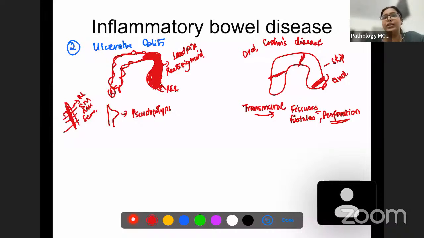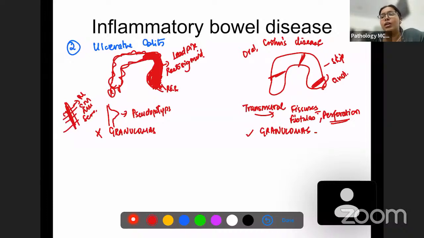And then another thing about ulcerative colitis is ulcerative colitis usually does not have granulomas. But Crohn's disease has granulomas. Okay. And another major difference: fissures and fistulas, we know, are seen in Crohn's disease, but they are not seen in ulcerative colitis.